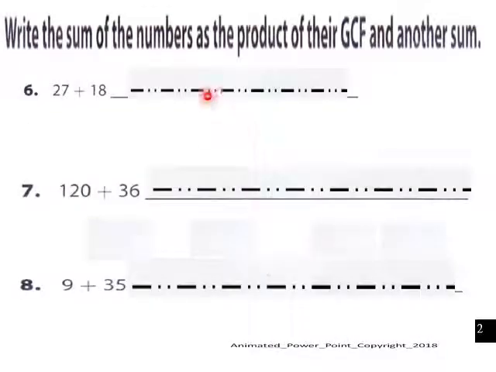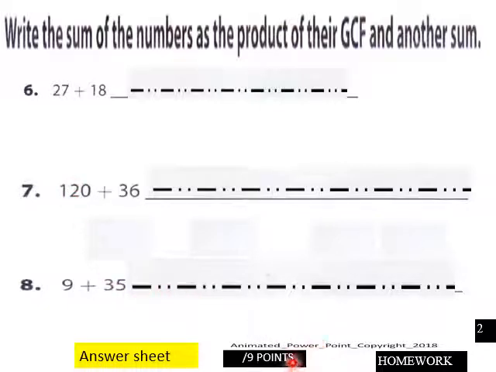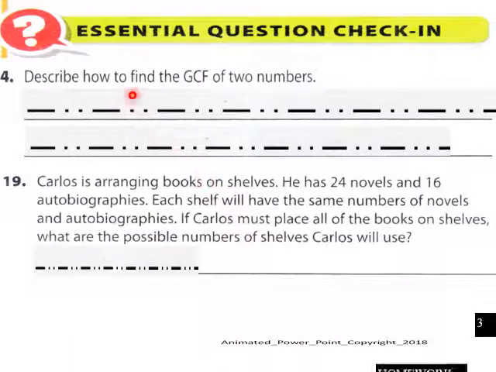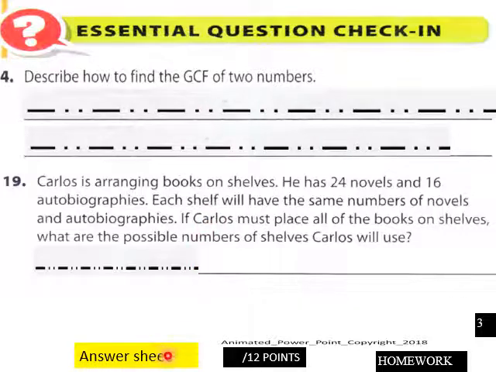And then page 2 here, write the sum of the numbers as a product of their GCF, and then do basically the same thing here for 6, 7, and 8. And you got 9 points here on page 2. Page 3, describe how to find a GCF of two numbers. So describe that here. If you need more room, put that on your answer sheet, attach it to your homework, send it in with your homework PDF.